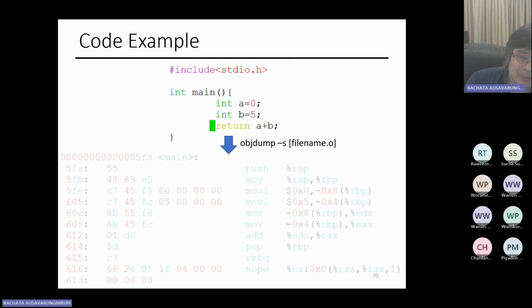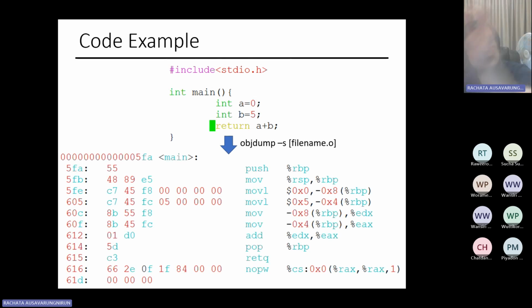And here's a code example. Now, the code that you saw earlier in this lecture basically comes from this main function. Something really simple. A equals 0, B equals 5. I do A plus B. And to get the code, I can do objdump -S with the file name, with the object file. I'm going to get an assembly.